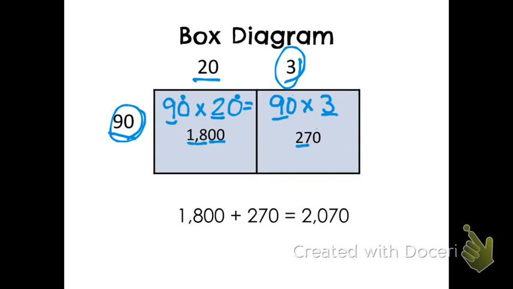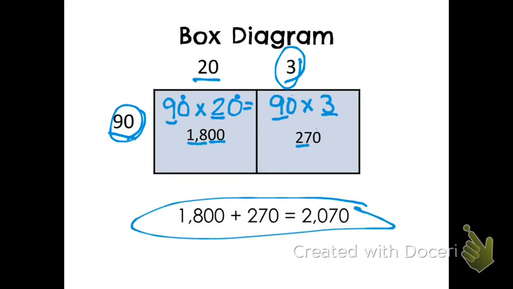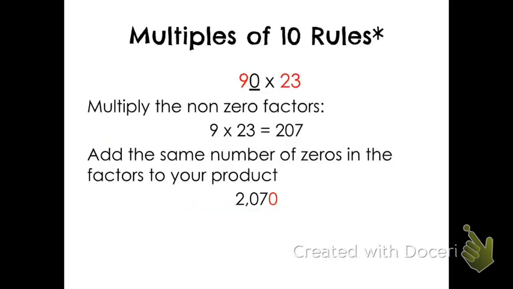Just like we've talked about before, the answers inside my boxes for my box diagram are my partial products. Partial products must be added together, just like this, to get our final answer of 2,070 guppies. I do want you to have all of this work in your notes. When we talk about multiples of 10 rules, this part I do want you to have written down. This entire slide should be written down in your notes.